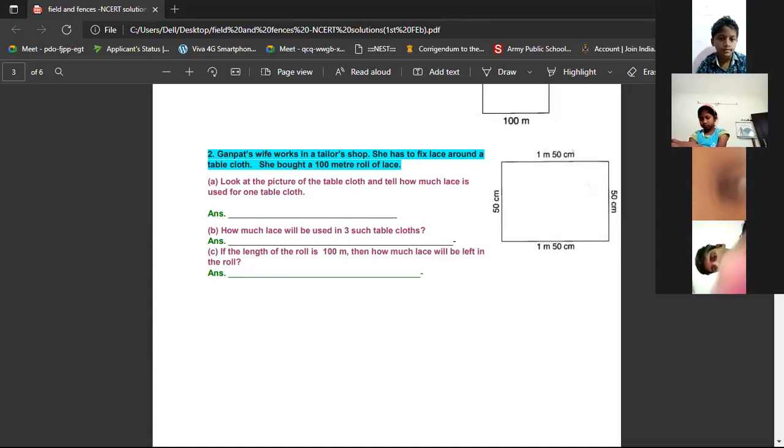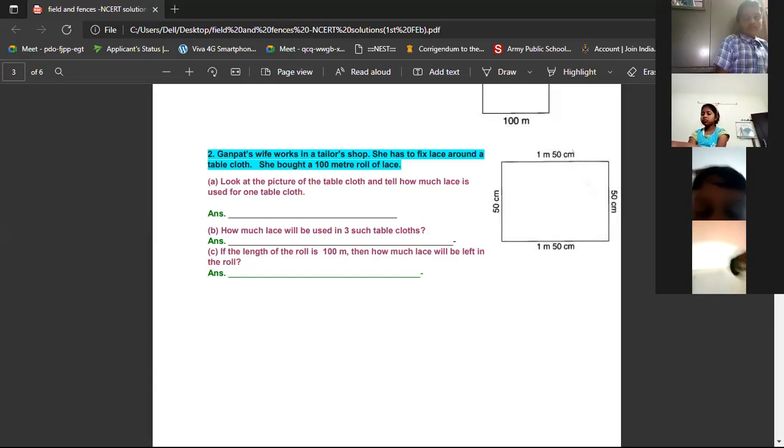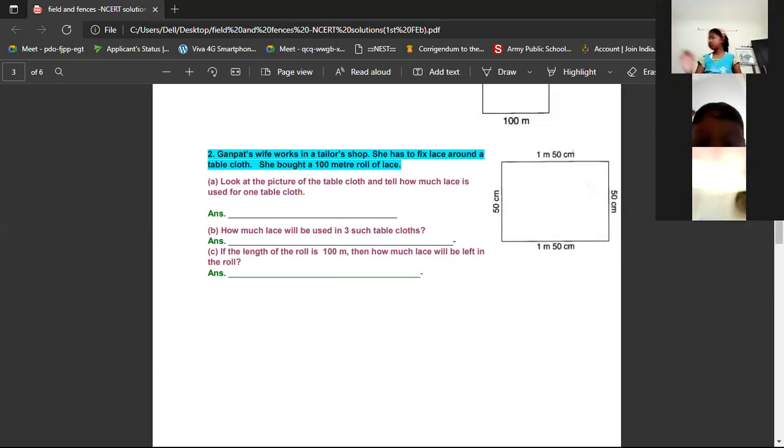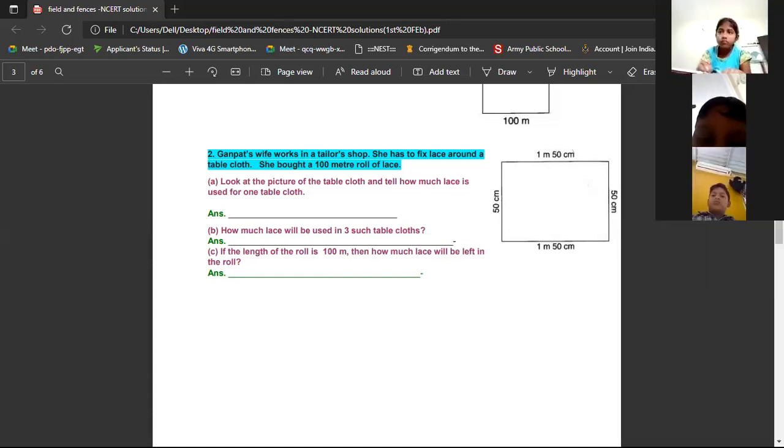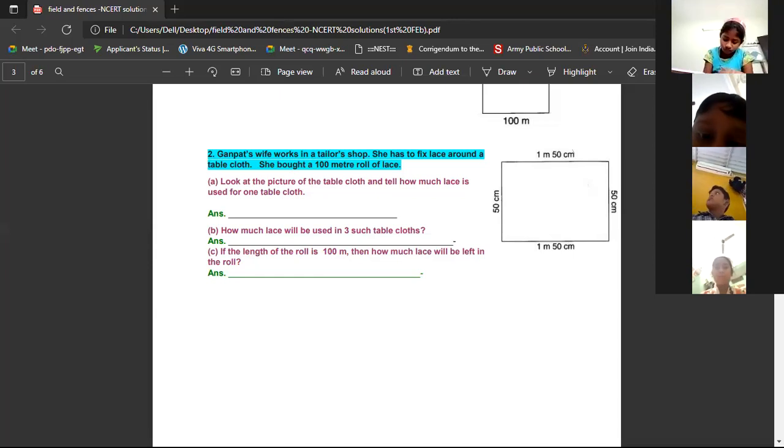Answer the first question. This is the cloth piece whose length is 1 meter 50 centimeter, width is 50 centimeter. Now, what is the perimeter of this? Sri Charan, answer this question. What is the perimeter? You have to add all the sides. 1 meter 50 centimeter, 1 meter 50 centimeter, 50 centimeter, 50 centimeter. Add all. 100 meters, sir.